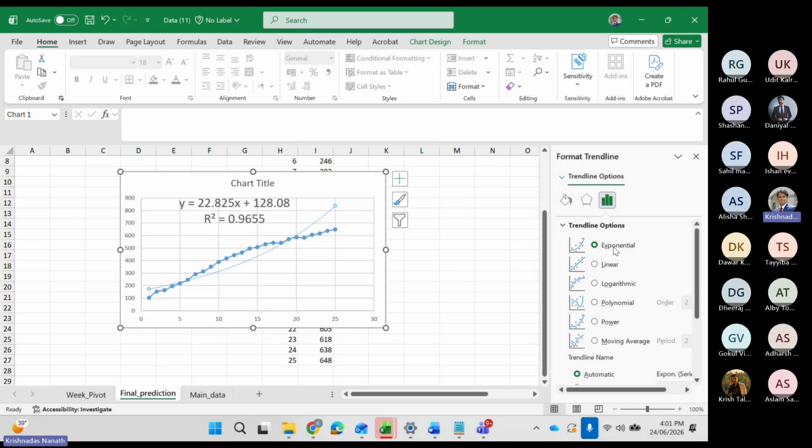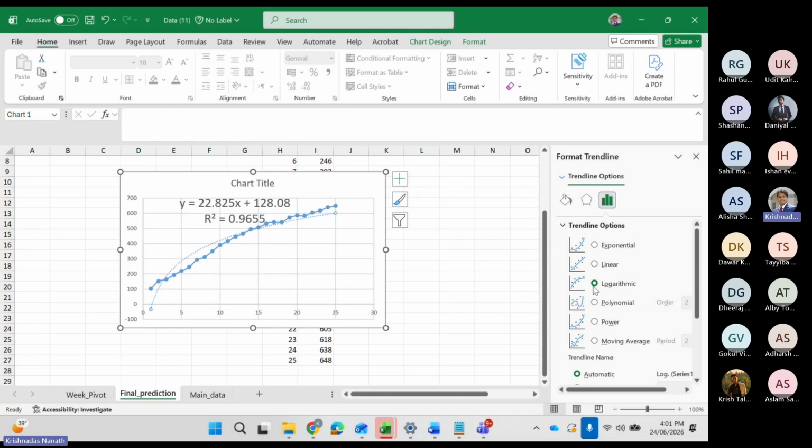When I choose log, now things are slightly becoming okay, still very different because if you see log, it starts from here and then it saturates. It clearly does not match the trend. So I wouldn't choose log, even if the R square improves. R square did not improve also potentially.